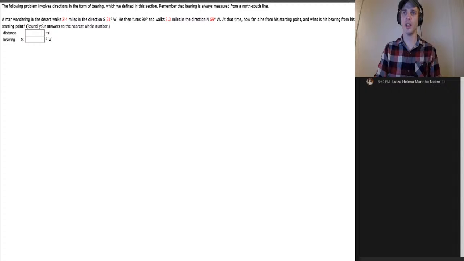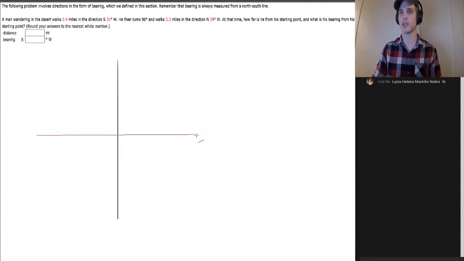They're going to use this line of bearing way of giving directions. So a man wandering in the desert walks 2.4 miles in the direction south 31 west. So let's give ourselves a north-south line, and actually let's do some axes. Okay, so let's say he just starts from the origin. He starts here, and he's going to go south 31 degrees west. So that means from the south, we open up 31 degrees to the west. So from this point, he walks in this direction.